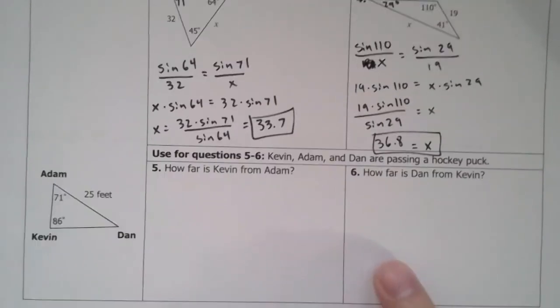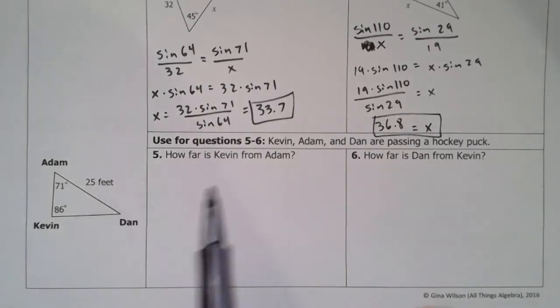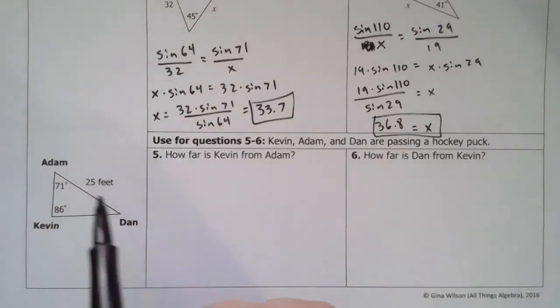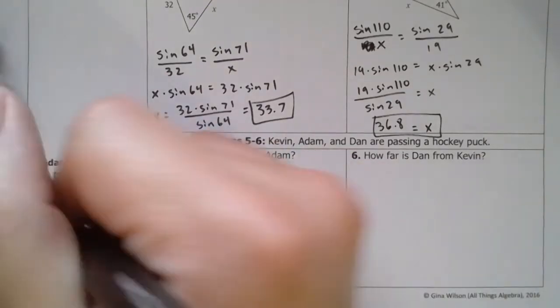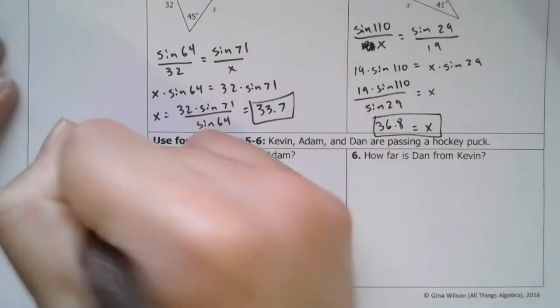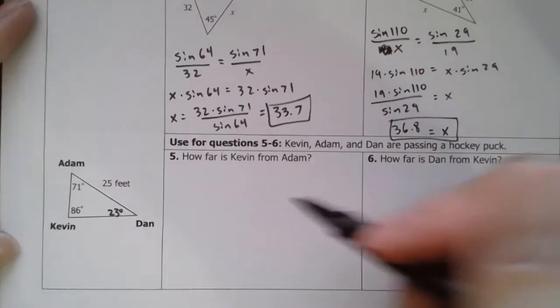So it says for questions 5 and 6, Kevin, Adam, and Dan are passing the hockey puck, so we're using this figure that's right here. And it says, how far is Kevin from Adam? So maybe the first thing we want to do is just find what this angle is here. So 180 minus 71 minus 86. You're going to find that this one here is 23 degrees.